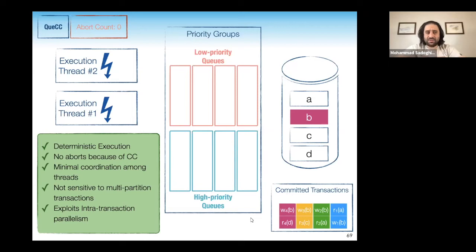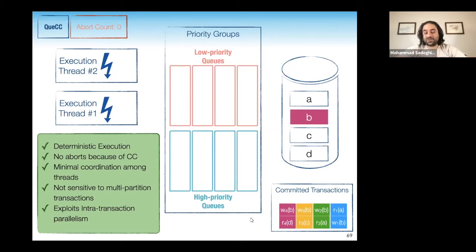So there could be some interdependencies among the queues. And ideally, you want to minimize those dependencies among the queues. And one way to do that is the way you construct these queues.